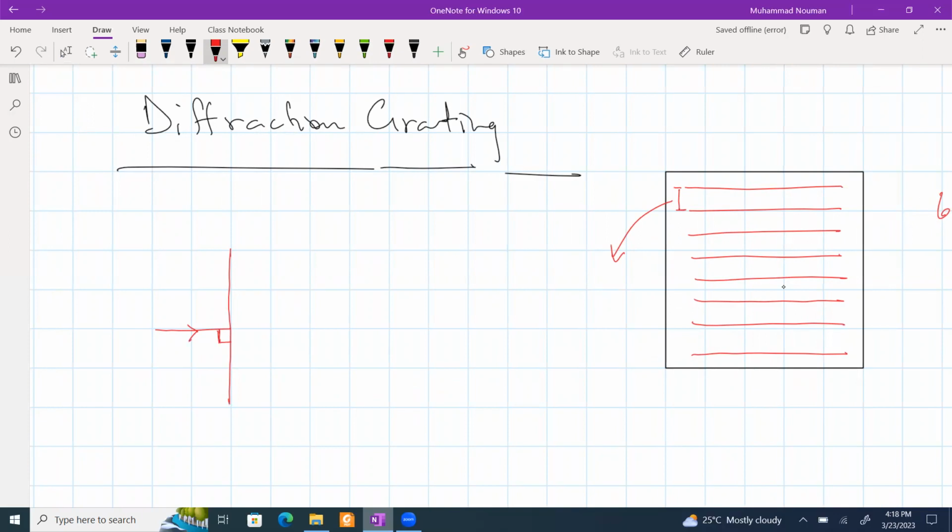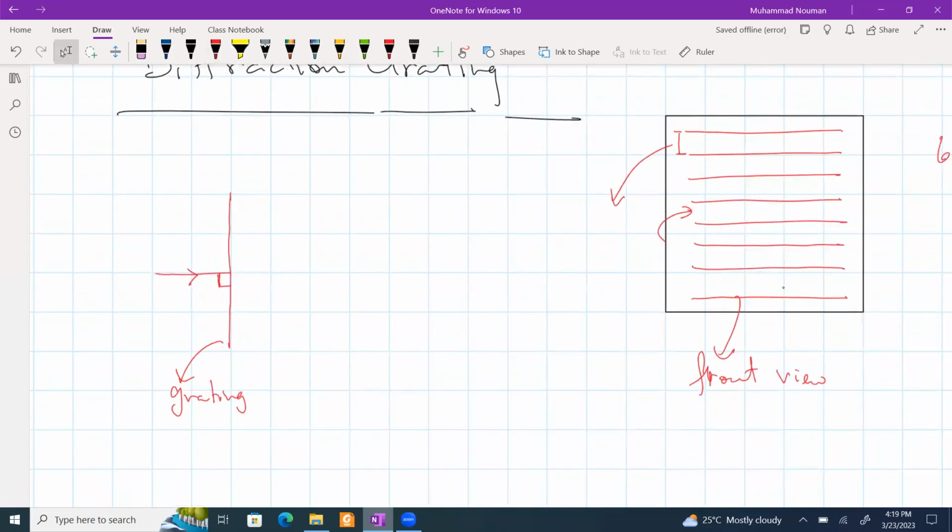I'm showing you the side view. This is the front view. This vertical line is itself a diffraction grating. I just turned the grating 90 degrees and I'm showing you its side view. The light is falling on this diffraction grating, and I'm calling it monochromatic light.